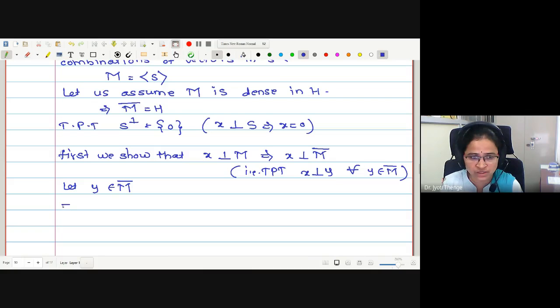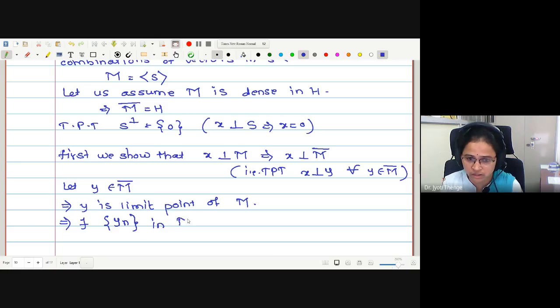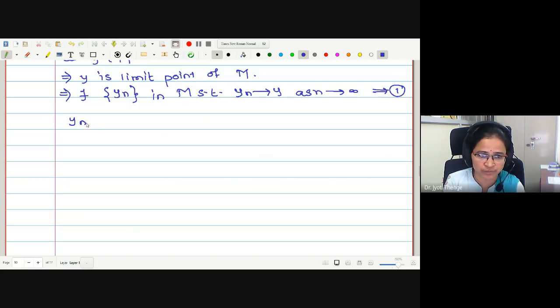If Y is an element in M bar, what does it mean? Y is a limit point of the set M. It is in the closure. If Y is a limit point, what does it imply again? There exists a sequence Yn in M such that Yn tends to Y as n tends to infinity. Let me call this statement number 1. There exists a sequence Yn in M such that Yn converges to Y as n tends to infinity.